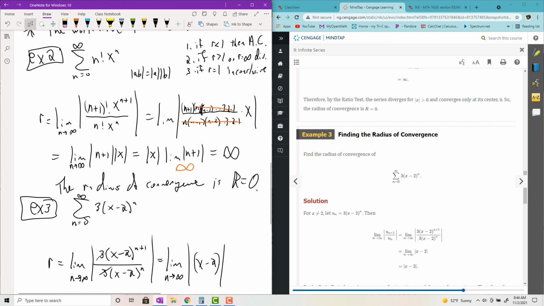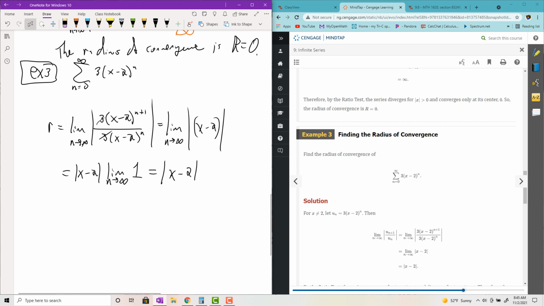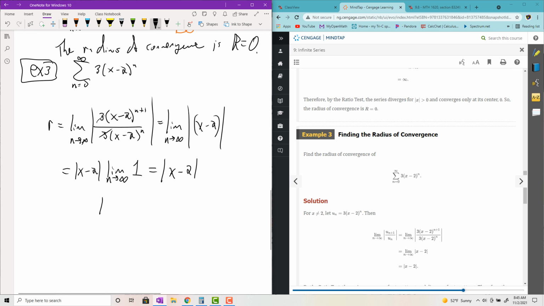So the ratio test tells us that this thing will converge when r is less than 1. So you make this inequality: it's going to converge when the absolute value of x minus 2 is less than 1. You can expand that into a compound inequality, so you go from -1 to 1, add 2 to all three sides, and you get 1 less than x less than 3. On the number line, here's 1, here's 3. For the radius of convergence, you need the length of half that interval. So the radius of convergence in this case will just be 1.